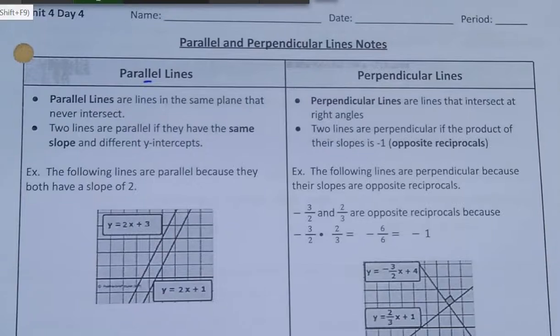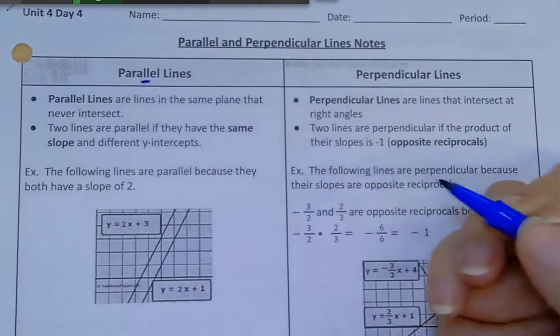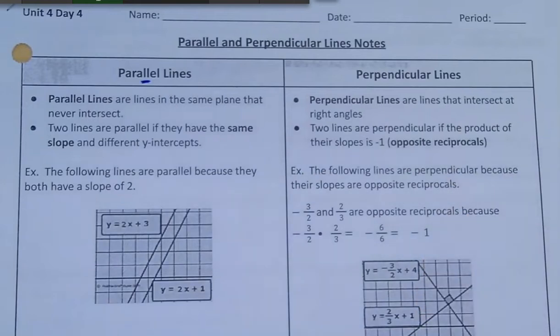Hi, this is our Unit 4, Day 4 set of notes on parallel and perpendicular lines. The big thing to know for parallel and perpendicular lines is we care about the slope of our lines. Any lines that are parallel, and remember, parallel means that they are always the same exact distance apart, will never ever cross. Any two lines that are parallel have the same exact slope.